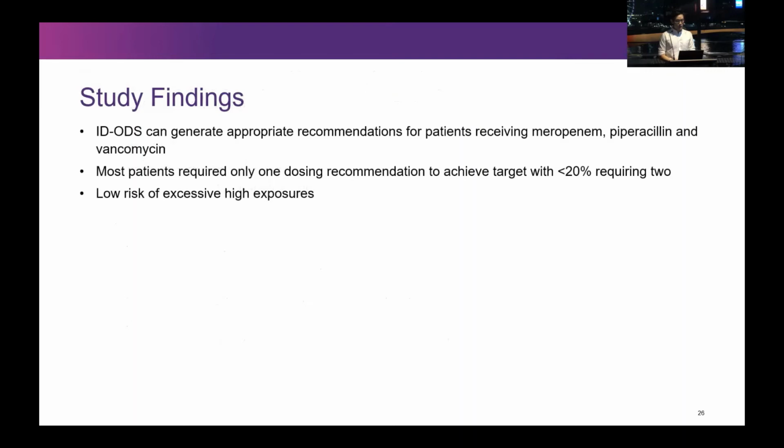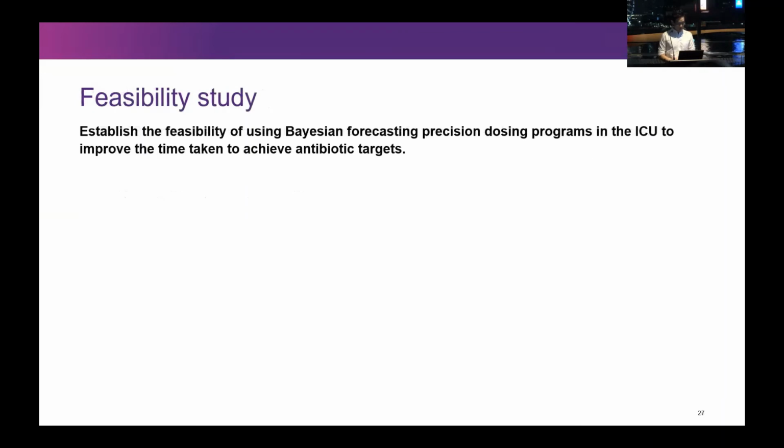So overall, it appears that IDODS can generate appropriate recommendations for most patients who are on meropenem, piperacillin, and vancomycin. And the vast majority of patients will achieve that target just after one dose, and less than 20% will require more. And even when we did achieve those higher targets, it was certainly not excessive of what we would see at baseline. I'm feeling my slides have moved, but that's okay.